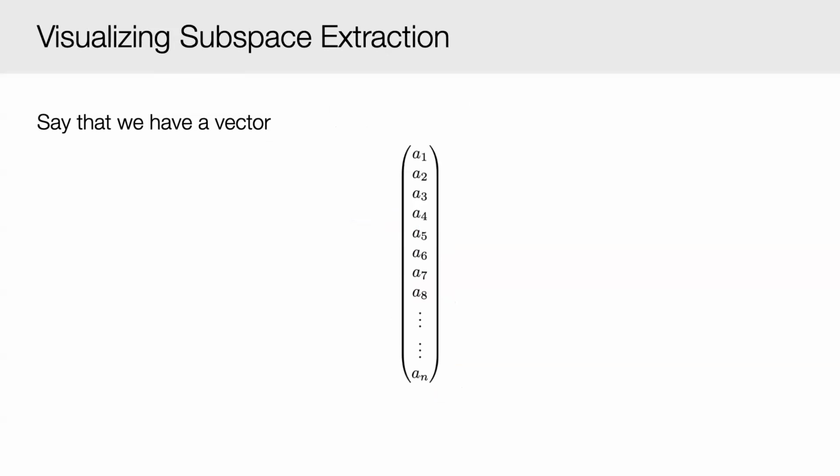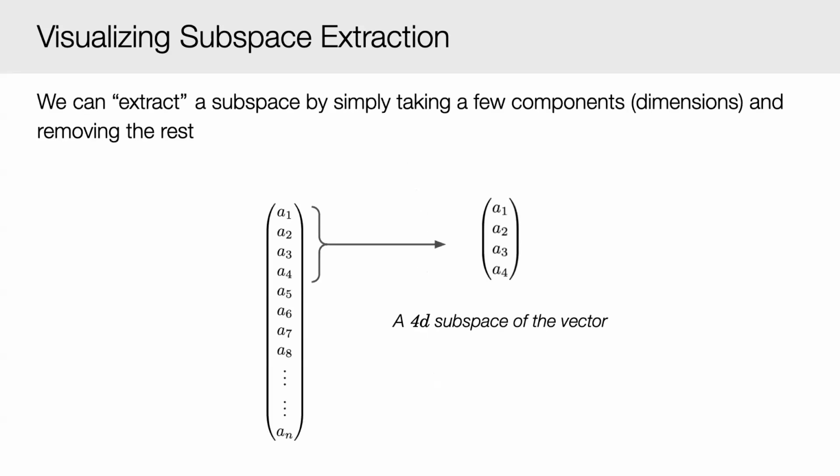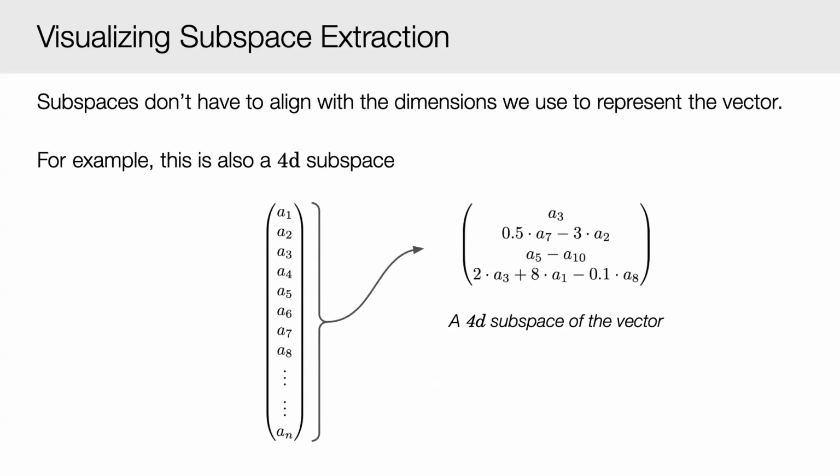So say we have some vector here with n dimensions. We can extract a subspace by simply taking a few components or dimensions of this vector and removing the rest. So say we choose to take the first 4. The result is that we have extracted a 4D subspace of this vector.